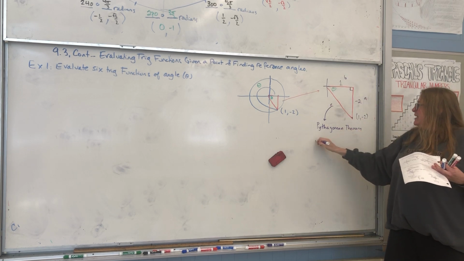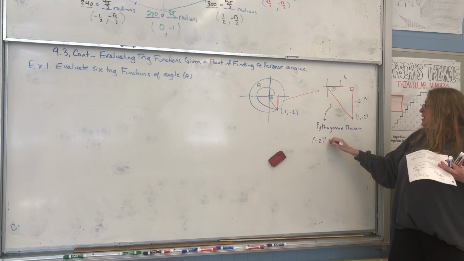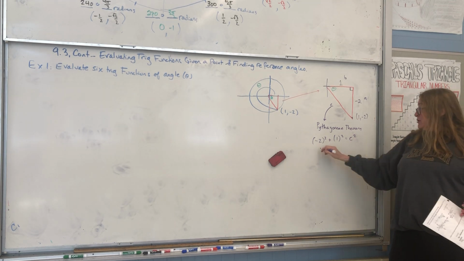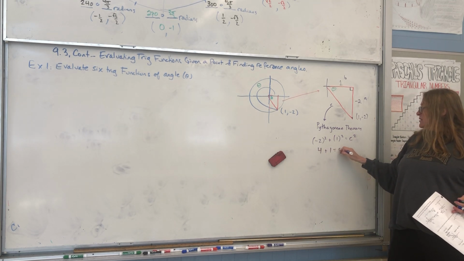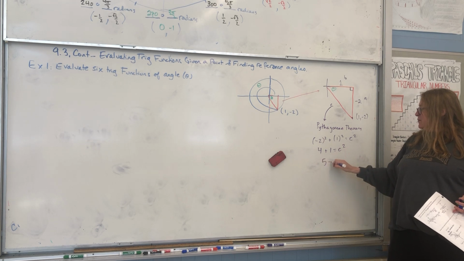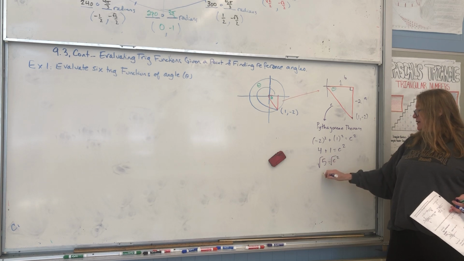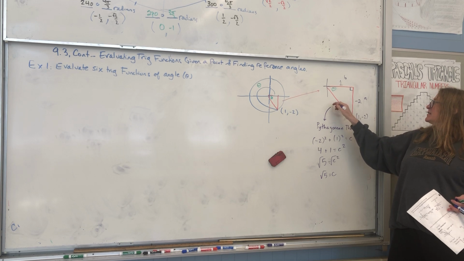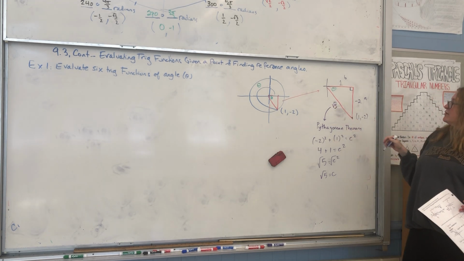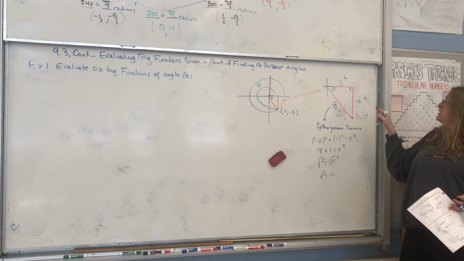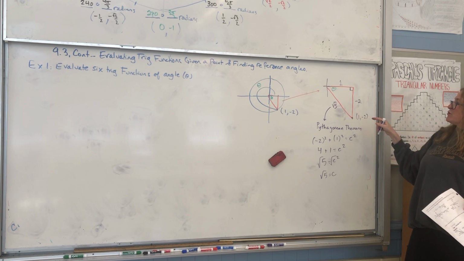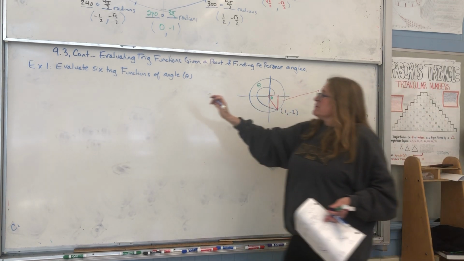So we know that (-2) squared plus 1 squared is equal to C squared. That's 4 plus 1 equals C squared, so 5 equals C squared. To undo a square, we square root, so the square root of 5 is C. Now C is always going to be positive. So there's our triangle right here, with A, B, and C. If they want us to evaluate the 6 trig functions, we're going to use SOHCAHTOA.